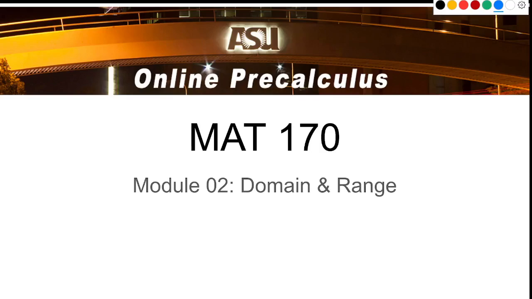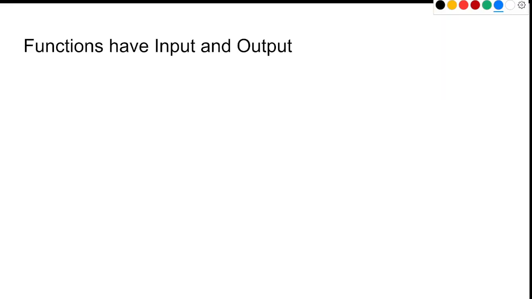So here we are, Module 2, domain and range. First we'll talk a little bit about functions, how that's related to input and output.